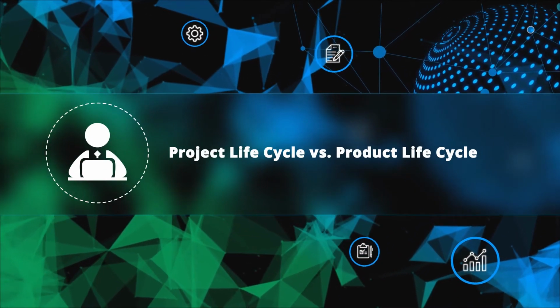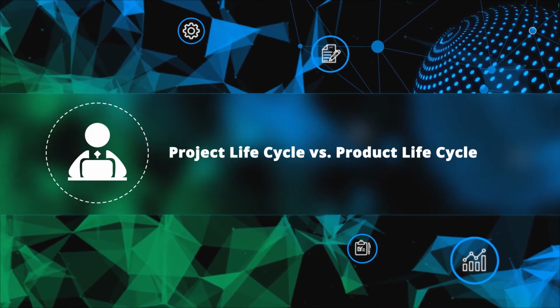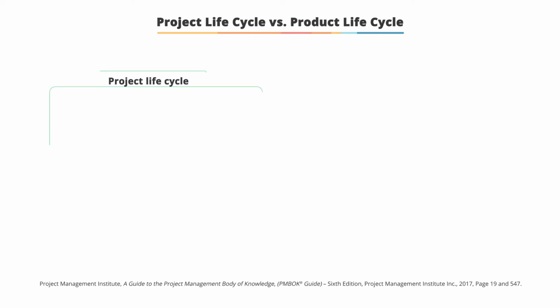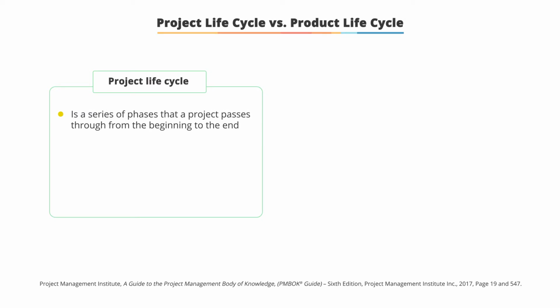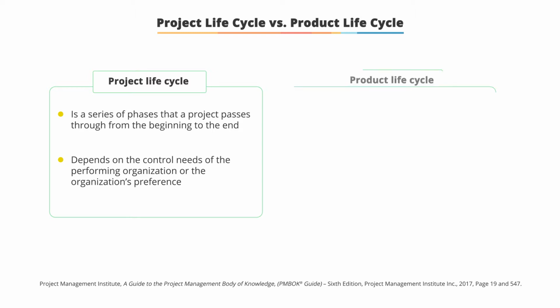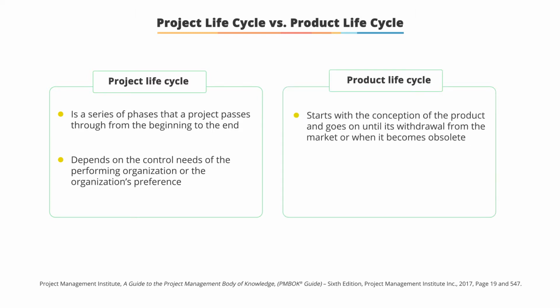Let's focus on the comparison of project lifecycle and product lifecycle. A project lifecycle is a series of phases that a project passes through from beginning to end, and it will always depend on the control needs of the performing organization or the organization's preference. Whereas a product lifecycle starts with the conception of the product and goes on until it's withdrawn from the market or when it becomes obsolete. This could include multiple projects throughout a product's lifecycle.